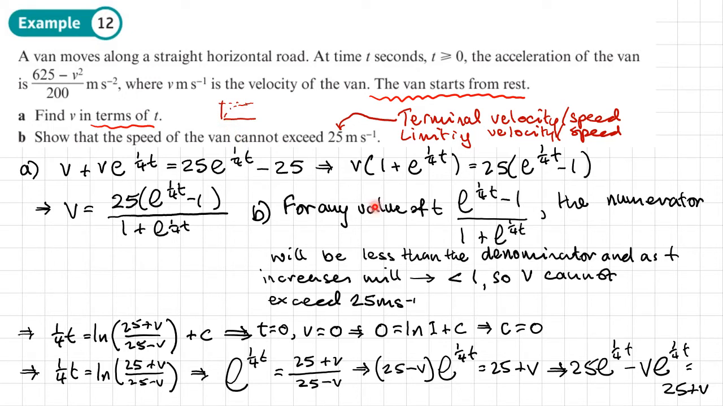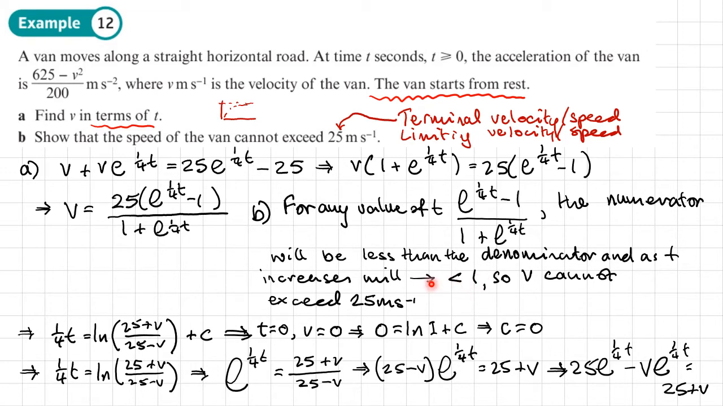Now I'm going to explain it this way. There's different ways of explaining it. So I said for any value of t, this expression here, you notice that you've got e to the quarter t at the top and the bottom. 1 is take away 1, 1 is add 1. So the numerator will be less than the denominator. And actually, as t increases, these two values are going to be very close to each other. And whenever you've got two values that are very, very close to each other, you've got a value that's close to 1. But because this is always going to be a little bit smaller than the bottom, that means that the whole expression is always going to be less than 1. It's going to get closer and closer to 1, but it's going to be less than 1.